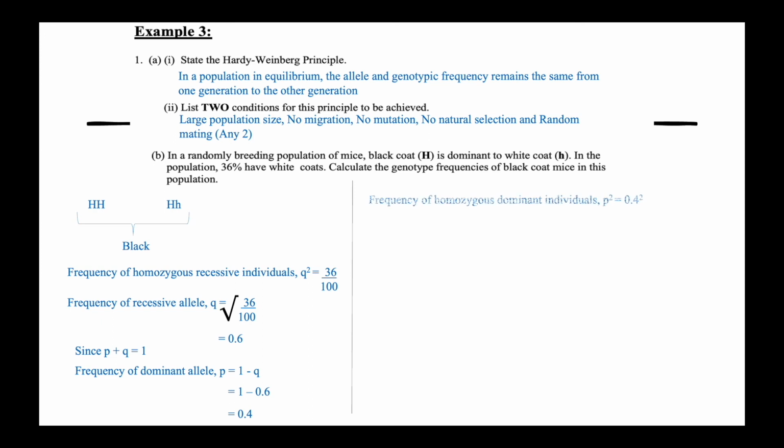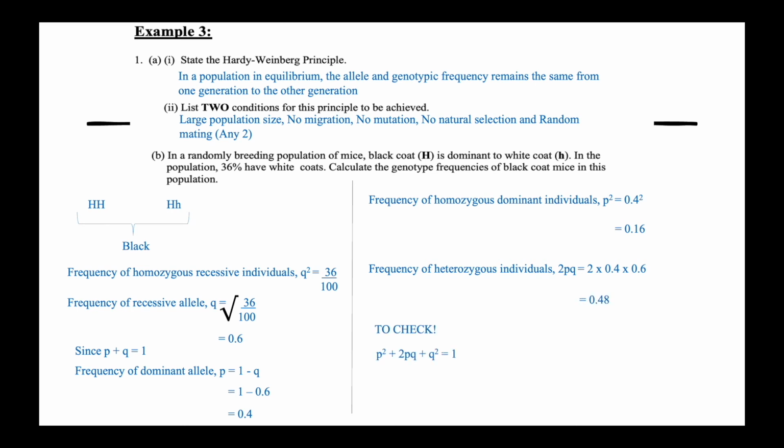From here, we can find the frequency of homozygous dominant individuals, p square. We simply square 0.4, giving us the value of 0.16. We can also find the frequency of heterozygous individuals, which is 2pq. We simply multiply 2 by 0.4 by 0.6, giving us the value of 0.48.